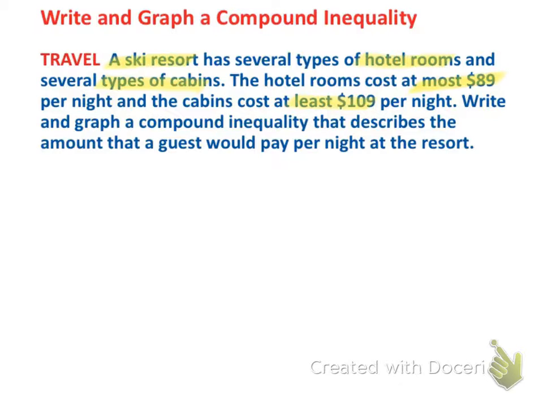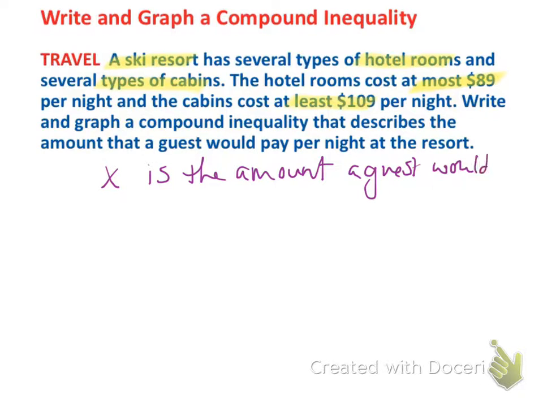So first let's define our variable. We're going to say x is the amount a guest would pay. All right, so we can write our first one based on hotel rooms are at most $89. So remember, at most means they are less than $89.